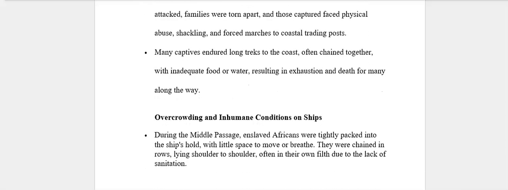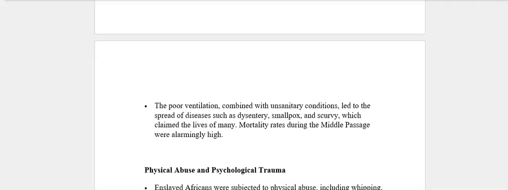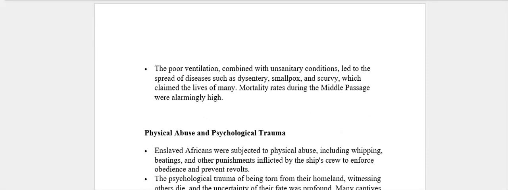Another horror would be overcrowding and inhumane conditions on the ships. So during the Middle Passage, enslaved Africans were tightly packed into the ship's hold with little space to move or to breathe. And they were chained in rows, lying shoulder to shoulder, often in their own filth due to the lack of sanitation. The poor ventilation combined with unsanitary conditions would have led to the spread of diseases such as smallpox, which claimed the lives of many Africans. So the mortality rates during the Middle Passage were alarmingly high.